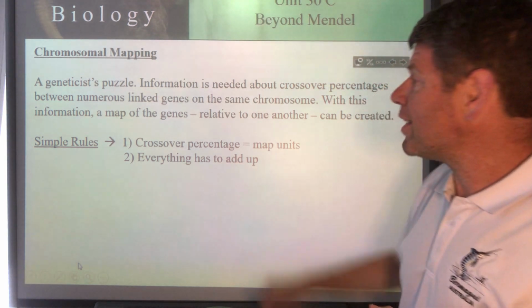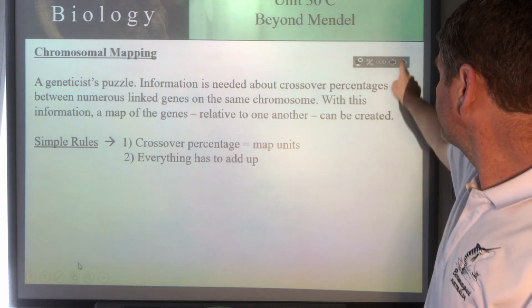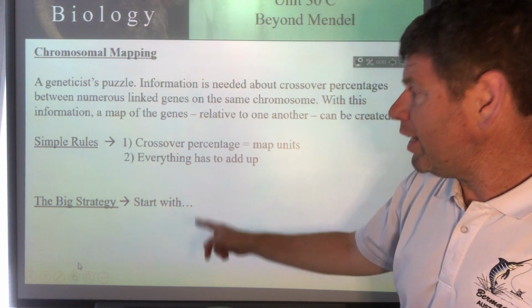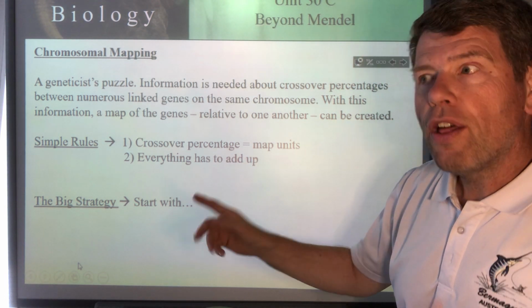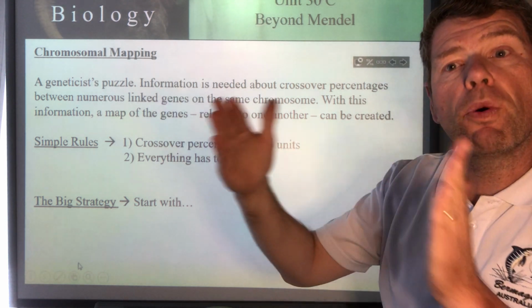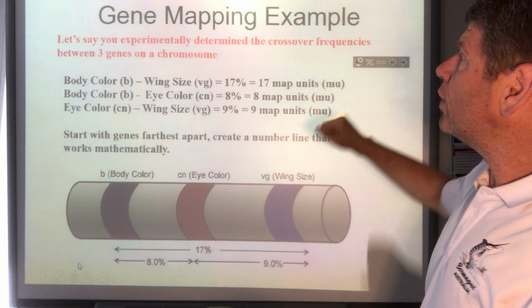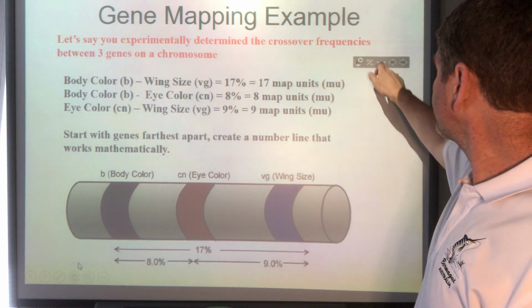And everything has to add up. It's a bit of a math puzzle. The best thing to do is to look at an example. The big strategy is to start with the genes that appear to be the farthest apart. Again, this makes sense when we look at an example. So let's look at this gene mapping example.